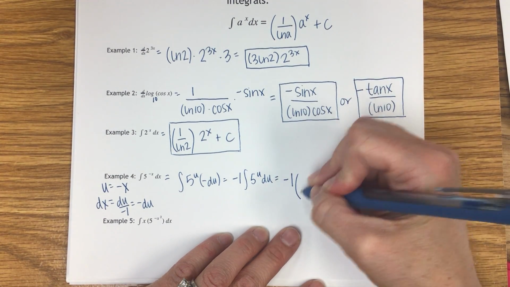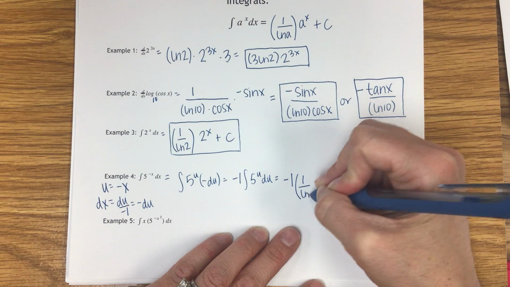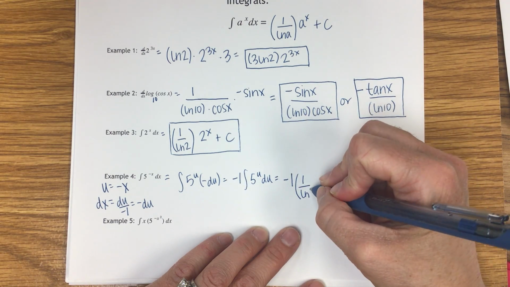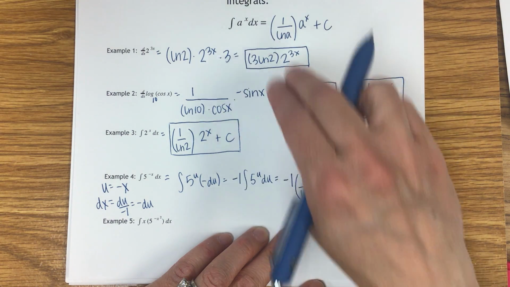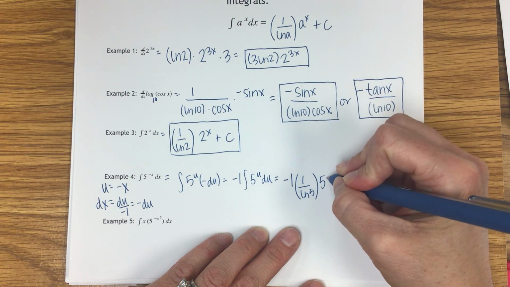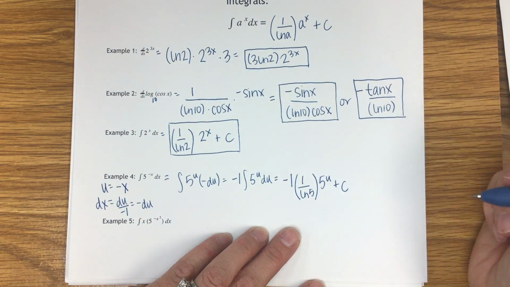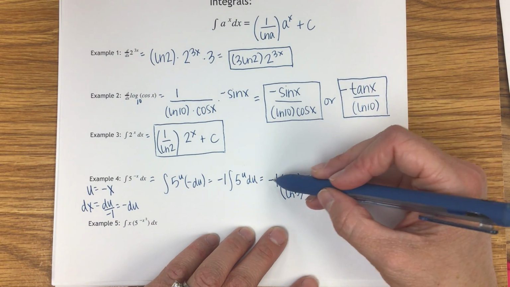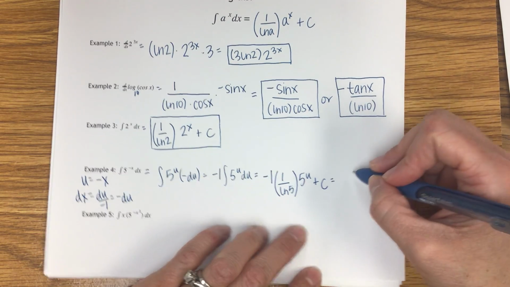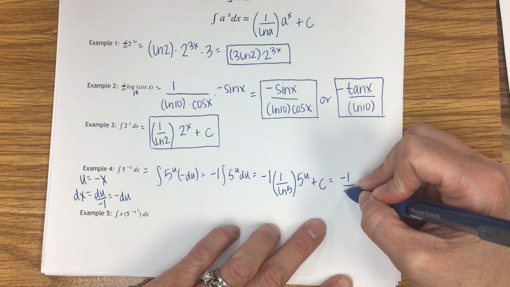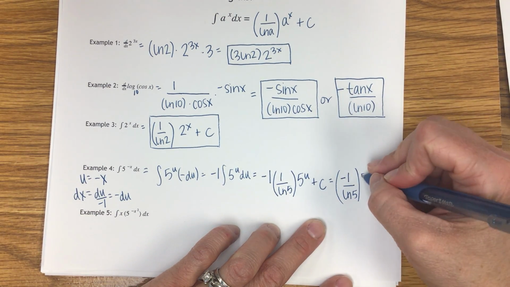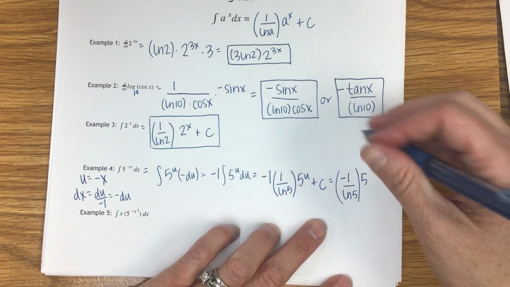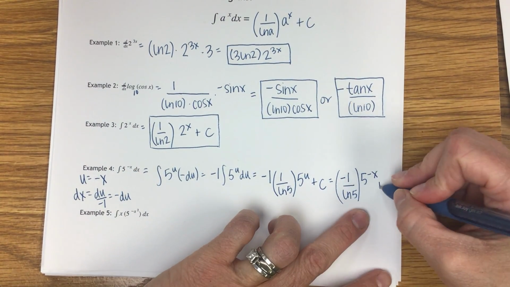So the rule is 1 over natural log of the base, which is 5, times, copy that thing, so 5 to the u, plus c. My negative 1 and my 1 I'm going to combine, so it's just going to be negative 1 on top, ln of 5 on the bottom, it's my constant, and then 5 to the u will turn back into 5 to the negative x, plus c.